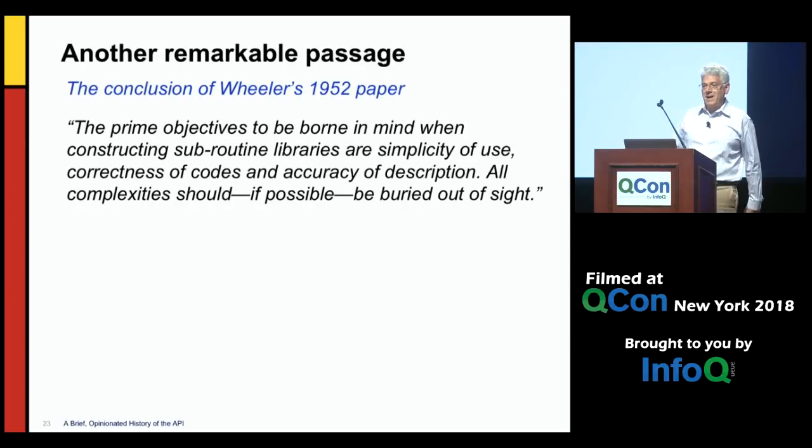Here's another remarkable passage. This is the conclusion of the paper. He says, "The primary objectives to be borne in mind when constructing subroutine libraries are simplicity of use, correctness of codes, and accuracy of description. All complexities should, if possible, be buried out of sight." There's a lot going on in that one sentence.